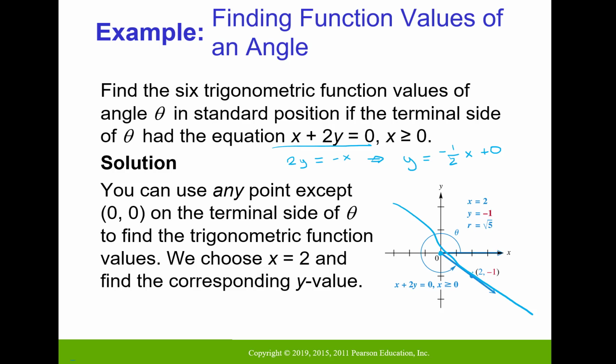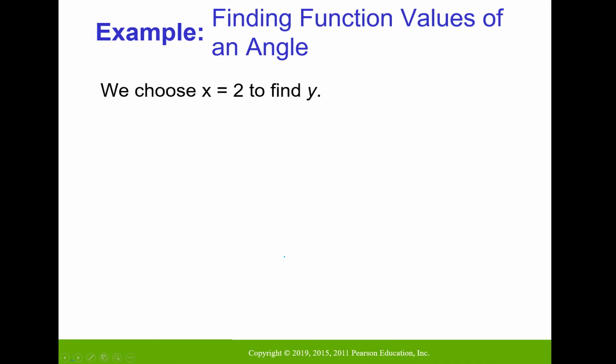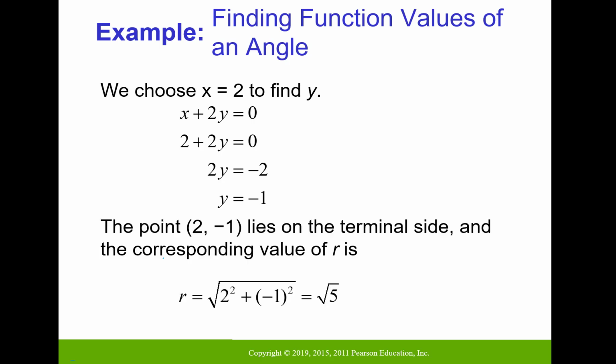Okay, so once you know that line, you basically can pick any point that's useful for you, like maybe an easy point on the equation of the line, and we're going to pick 2, -1. So how you could get that is just by choosing a number for x and plugging in and finding y. So if you just choose x is 2, plug that into your equation and you'll find y. So your ordered pair, or your point on the terminal side, is 2, -1.